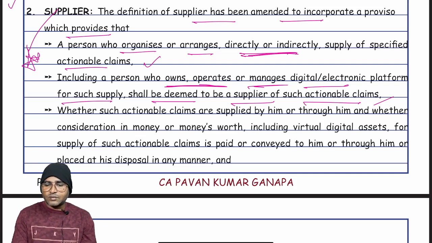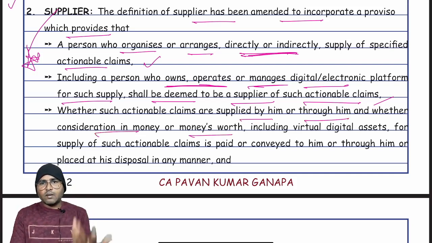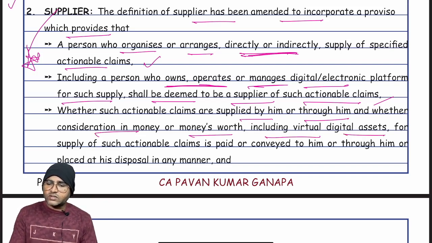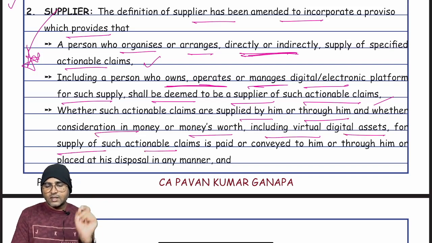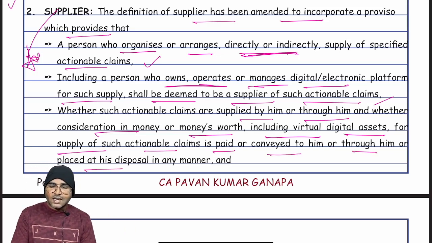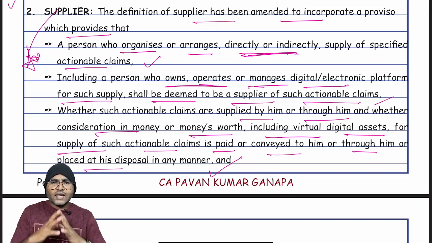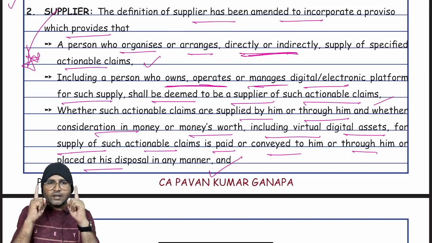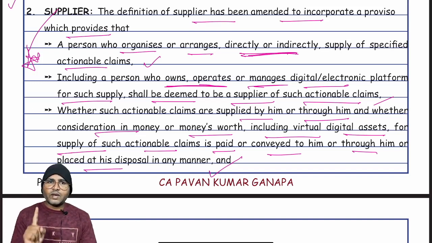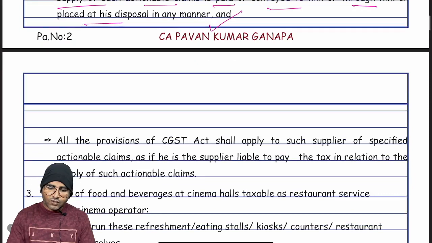Whether such actionable claims are supplied by him or through him, and whether consideration in money or money's worth, including virtual digital assets, for supply of which such actionable claims is paid or conveyed to him or through him or placed at his disposal in any manner. That means whether the app person is conducting the game directly by himself or through his agent or in any other manner, he will be treated as a supplier. That's it. He is liable for payment of GST at the rate of 28%. Are you clear with this?